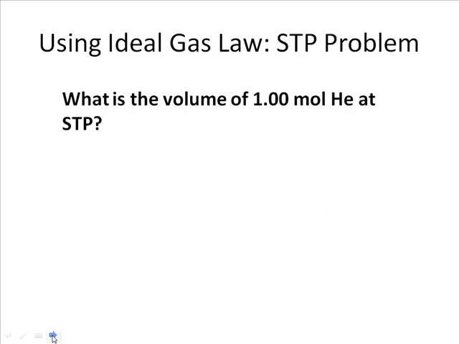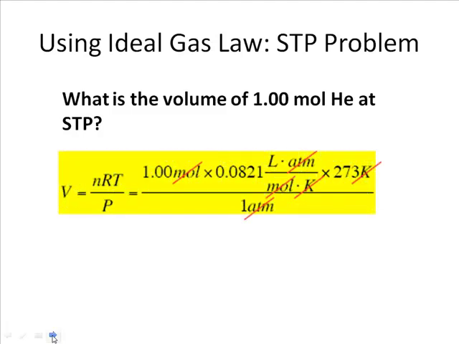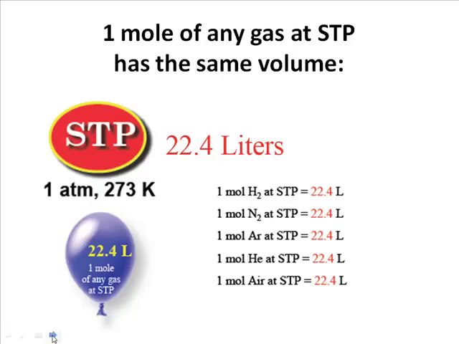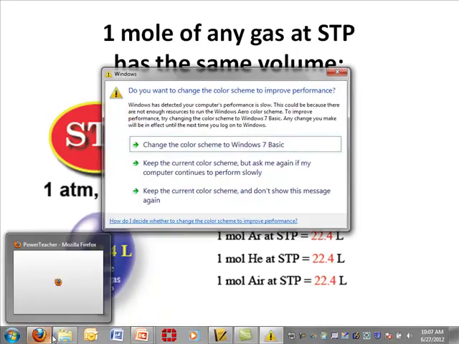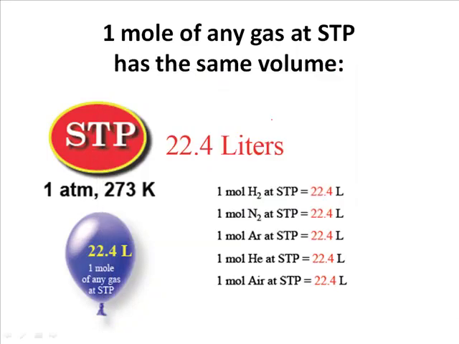Take a look at this problem. What is the volume of 1 mole of helium at STP? Well, when we plug it into PV equals nRT, we get nRT divided by P equals V. Plug in our values, and we get 22.4 liters. Now remember this value because this is a constant. Any gas at STP, 1 mole has the same volume of 22.4 liters.